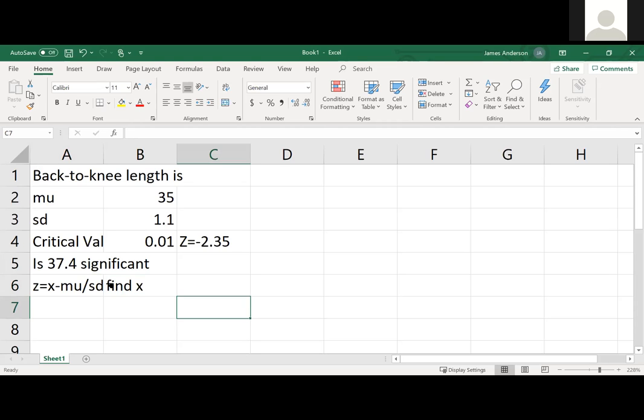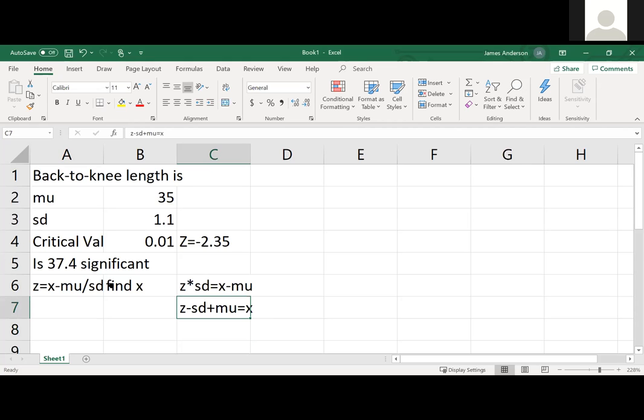So what we need to do is mathematically rewrite the formula. So z times sd is equal to x minus mu. So z times standard deviation plus mu equals x. Okay? Remember that from algebra way back when? Because the idea is we know everything but x. And once we have everything but x, we can just plug it in.